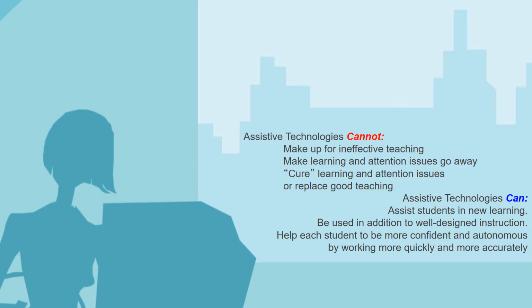So we should think, assistive technologies can't make up for ineffective teaching. They cannot make learning and attention issues go away. They can't cure or replace good teaching. But they can assist students in new learning. They can be used in addition to well-designed instruction. They can help each student to be more confident and autonomous by working more quickly and more accurately. That means that there are positive gains in each technology that we use.